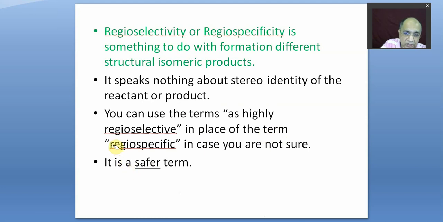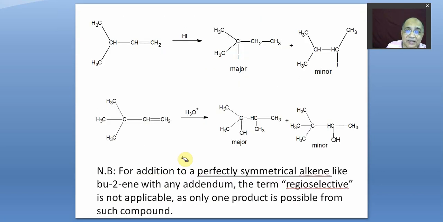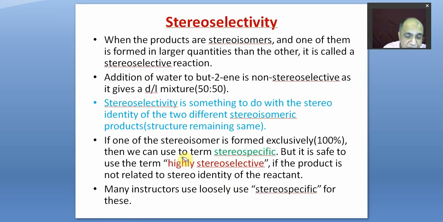So regioselective is a safer term. You can call it highly regioselective. That will mean regiospecific, but don't use the term regiospecific if you do not have the supporting data, right? Then let us proceed with the discussion more on stereoselectivity.